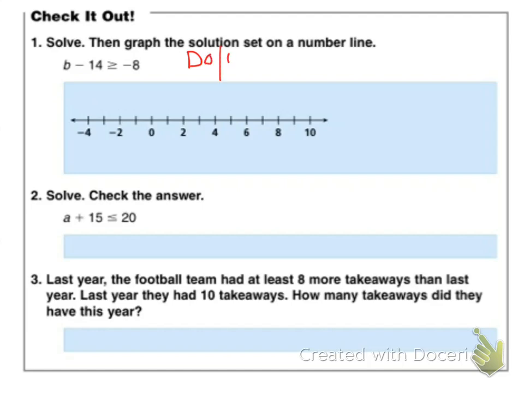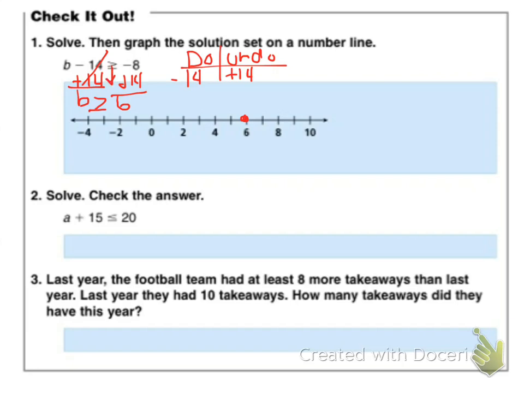So I'm going to use my do and undo chart, and I am subtracting 14, so I am going to add 14 to both sides. So I add 14 to 14, and I add 14 to negative 8. So I'm left with b on one side, because minus 14 plus 14 cancel out. And then minus 8 plus 14 is 6. And we bring down our sign.